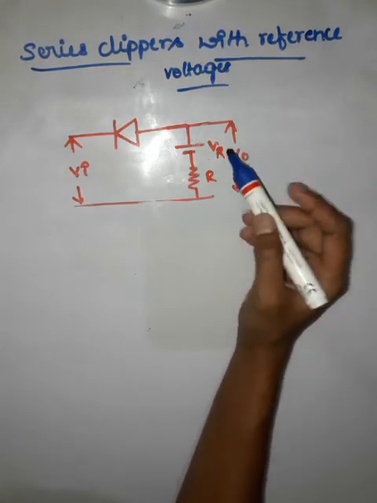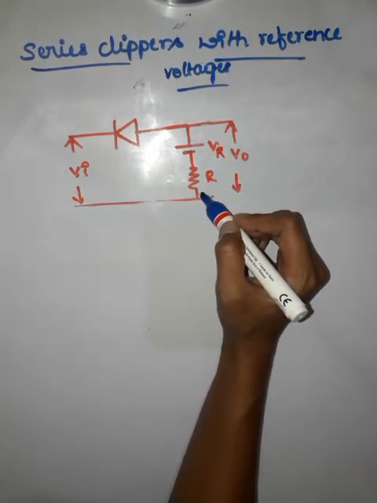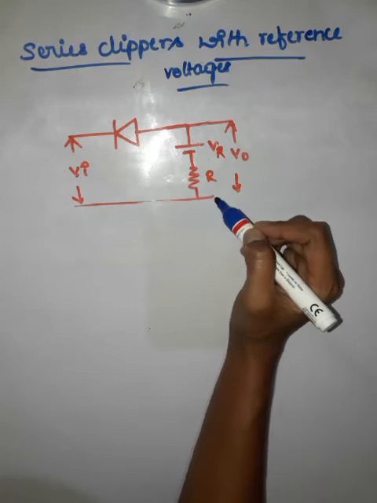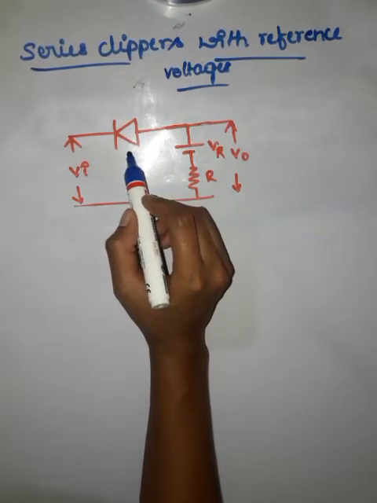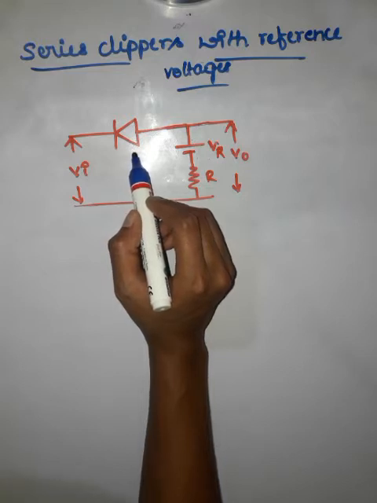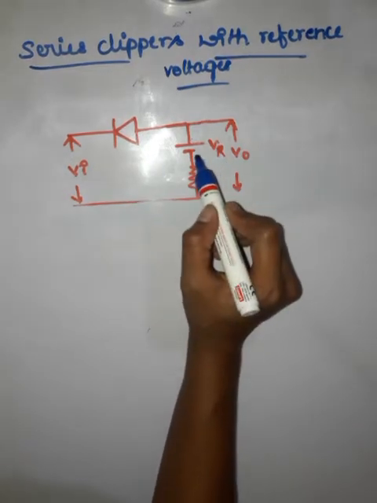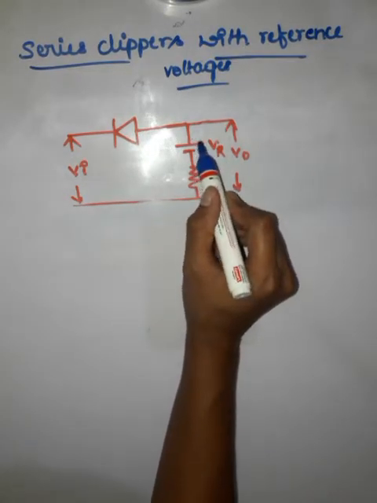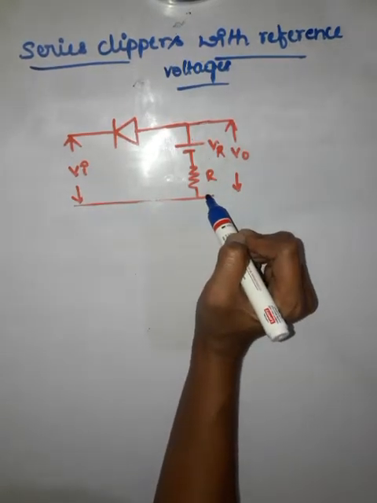For that reason, we are going to connect an extra voltage source in series with the load resistor. In order to explain that, I am going to consider the series positive clipper circuit. As you know, a series positive clipper circuit will remove the positive portion of the waveform, along with a little change: one voltage source is connected in series with the load resistor.